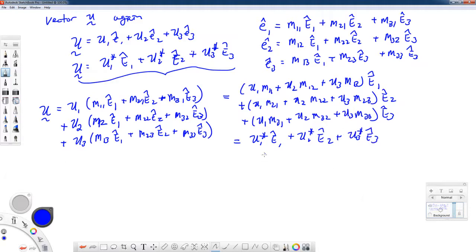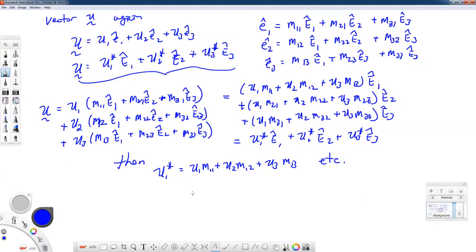And so what that means is these respective coefficients in terms of these capital E unit basis vectors are equal to one another. So u1 star is equal to, we'll write it out, u1 m11 plus u2 m12 plus u3 m13, and so forth. I won't write all three of those out, but you can see very easily where each one of these would come from.